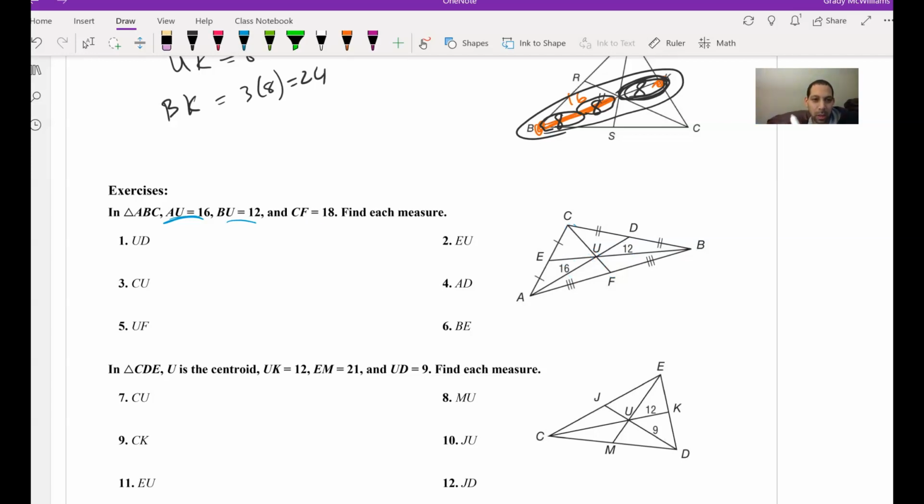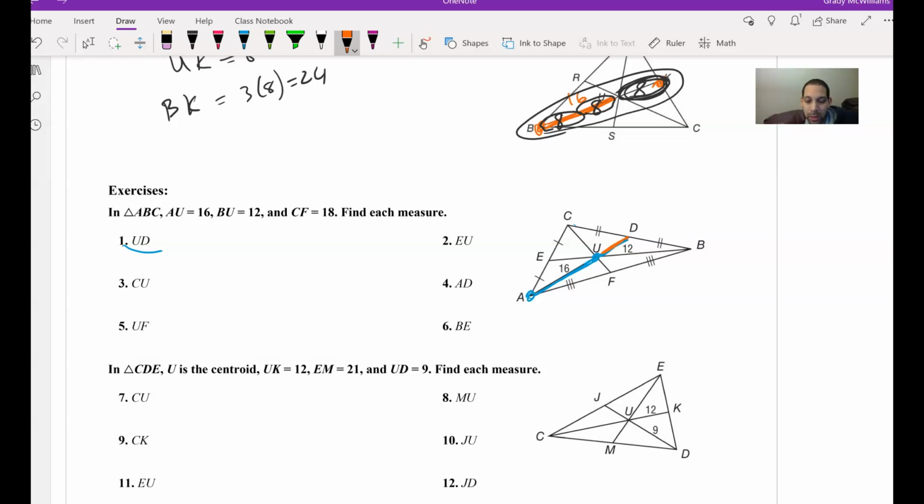So let's see, UD, start with that one. UD is right here. Once again, you're told AU is 16. From the vertex to the centroid is 2/3. You can see that's a longer section. And then from the midpoint to the centroid is only 1/3. Okay, the vertex to the centroid is 2/3, midpoint to the centroid is 1/3.